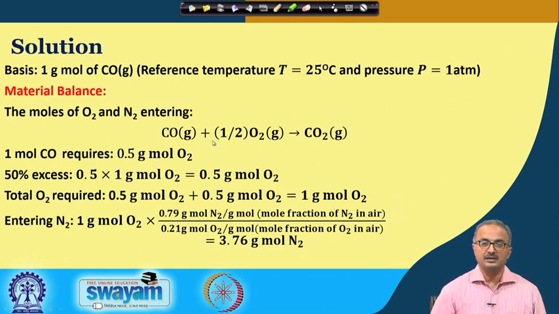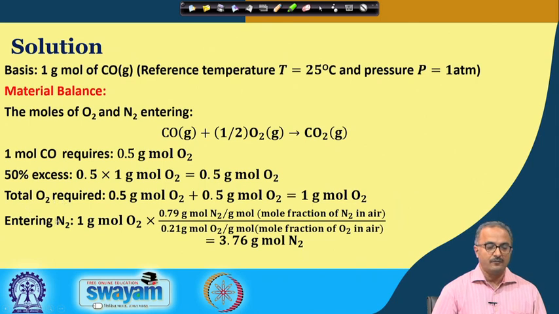So we write the balance equation here, and now we find that 1 mole of carbon monoxide reacts with 0.5 gram mole of oxygen, and the problem statement says that we have sent 50% excess. So that means the actual amount of oxygen sent is 0.5, the stoichiometric amount, into this 1 gram mole. This is the excess amount of oxygen we are sending. So total oxygen is this 0.5 gram mole plus the 0.5 gram mole, that is 1 gram mole.